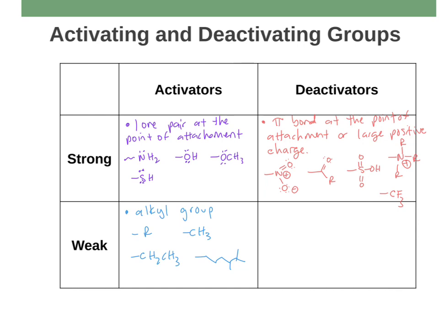And then our last group, the weak deactivators, those are just going to be our halogens. So just your good old halogens. We're talking chlorine, bromine, etc.